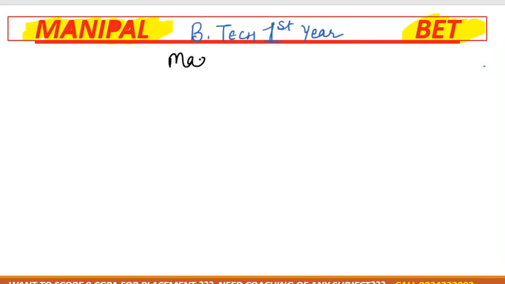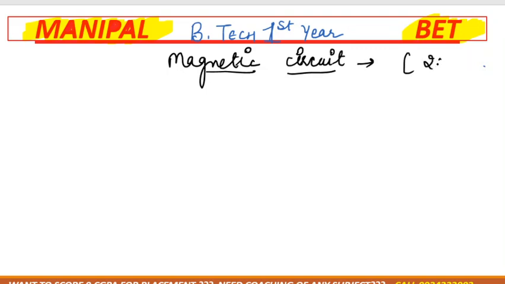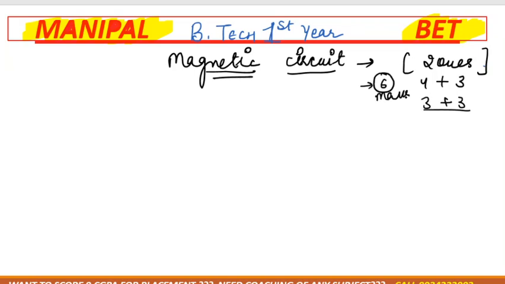Let's start with the magnetic circuit. From this magnetic circuit in Manipal, questions will come mainly. As you have seen, in every module 3 questions will come, but for the magnetic circuit only 2 questions will come. One is of a different category, one is of a different category, maybe 4 plus 3 marks, or maybe 3 plus 3 marks. So generally the magnetic circuit comes for 6 marks. Got it?